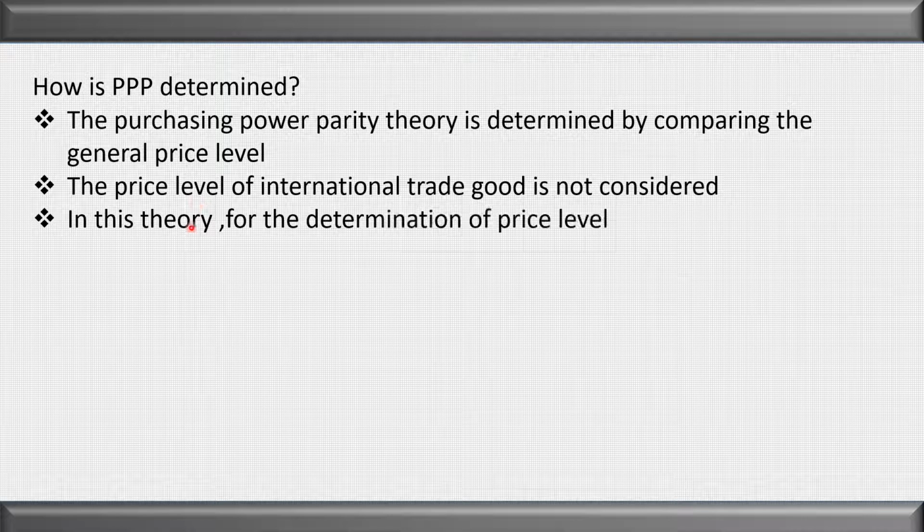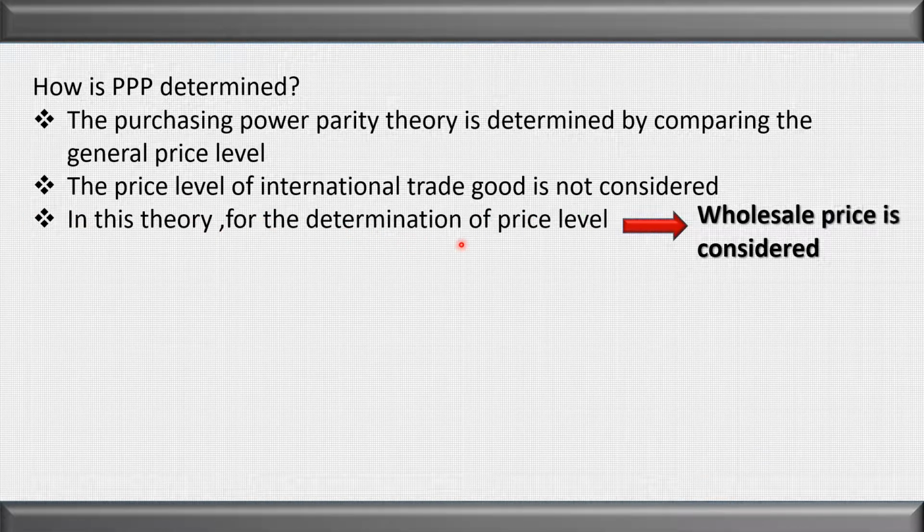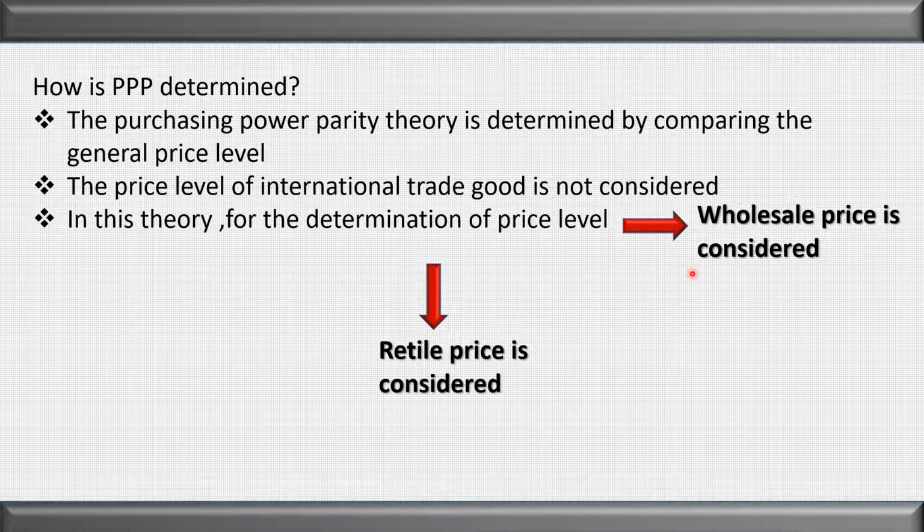In this theory, for the determination of the price level, we always use the wholesale price. We never consider the retail price. The question is, why is the retail price not considered? Because the retail price varies from shopkeeper to shopkeeper. Mostly the retailer charges different prices for different consumers. But the wholesale price is constant, static. So in this theory, we always consider the wholesale price, not the retail price. So which index is followed? Wholesale price index.